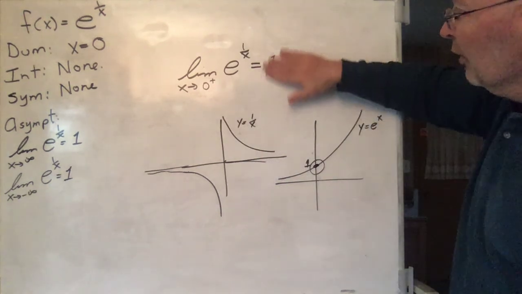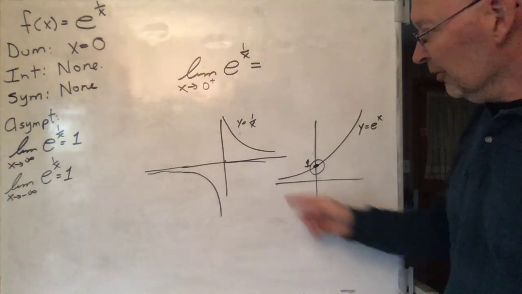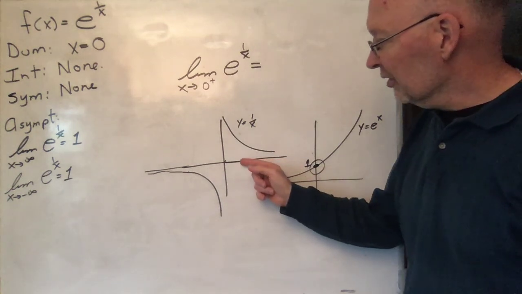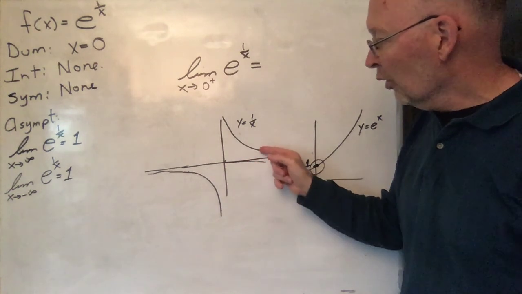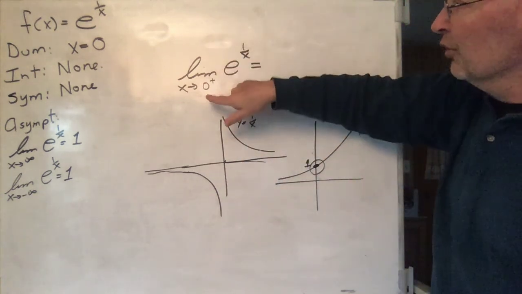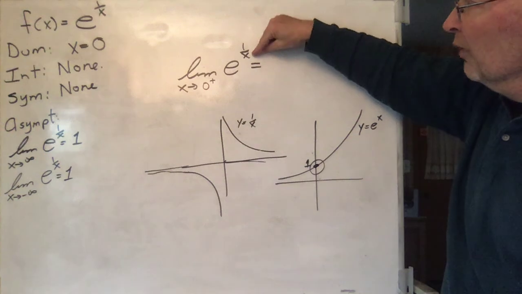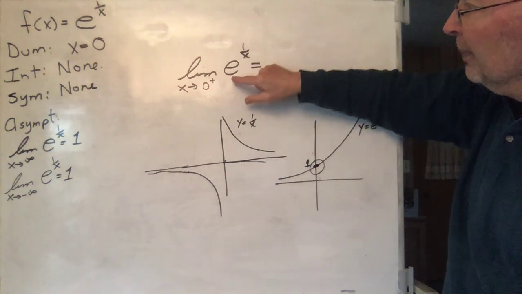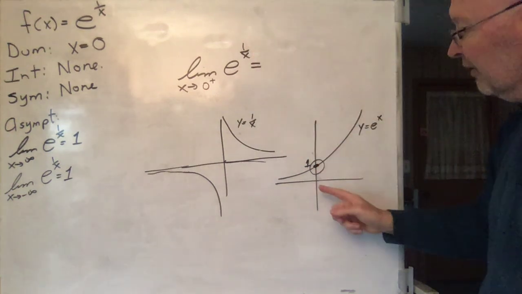As x approaches 0 from the right, 1 over x is getting to be a very, very big positive number. So sure enough, as x gets small, 1 over x is going to be a big positive number. What happens as you take e to big positive numbers?